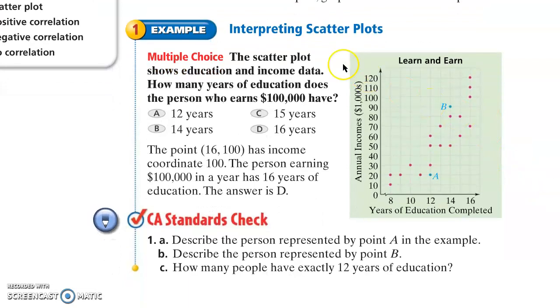All right. So the scatter plot shows education and income data. How many years of education does the person who earned $100,000 have? Now, this is a really important question, not just for math, but for life. Because the truth is, life is not fair. You've heard me say that before. If I asked you, in general, does a person who has more education make more money or less money?